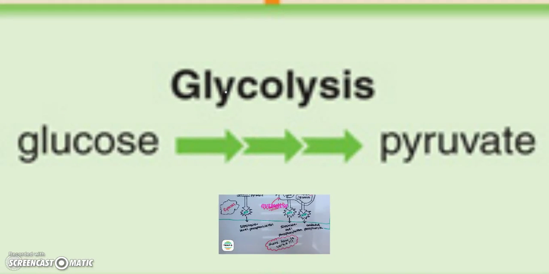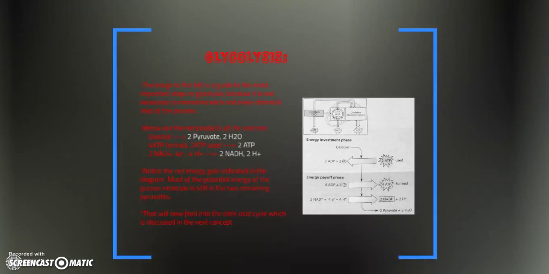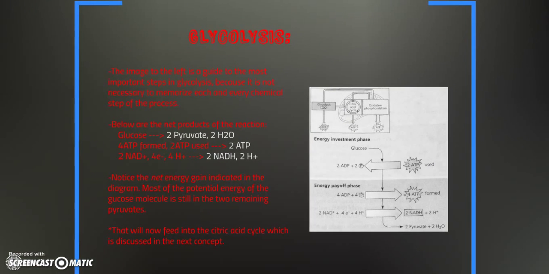Get into glycolysis. So the image to the left is really a guide to the most important steps in glycolysis. It's not really necessary to memorize each and every one of them, so I'm going to take you through this. Glucose is going to be converted into two pyruvates and two molecules of water. In total, we're going to have 2 ATP created as a net. You want to remember that 2 ATP is going to be used in the process and 4 ATP formed. So it gives us a net of 2 ATP.